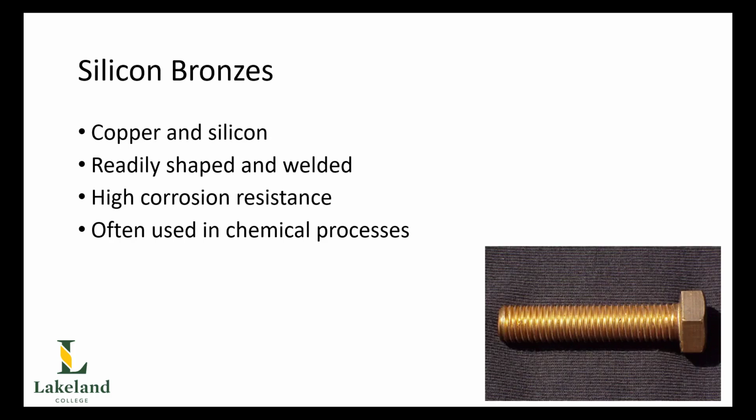The next one is silicon bronze. So this is obviously having silicon added into it. This one again is readily shaped and welded, so good malleability, easy to weld, extremely good corrosion resistance, and this is generally used in chemical applications and chemical processes for very caustic or acidic chemicals, as it will resist that corrosion caused from them.